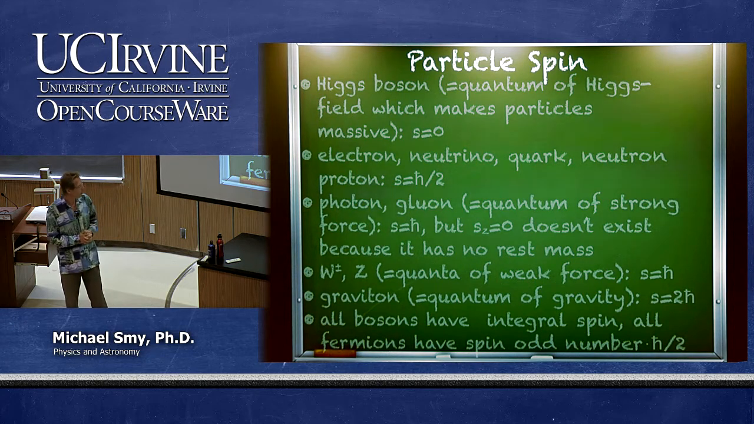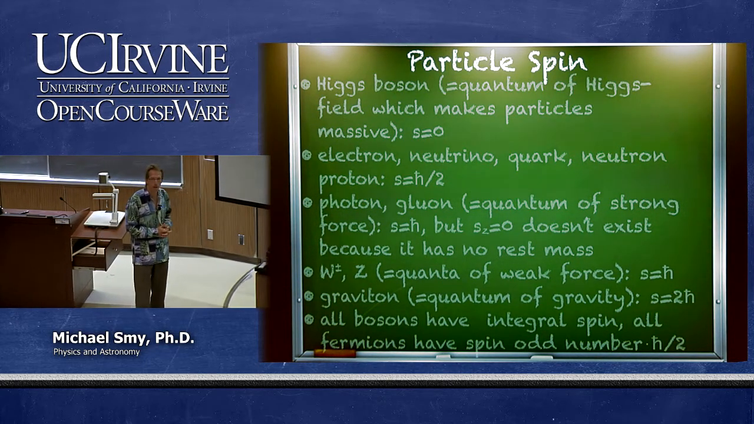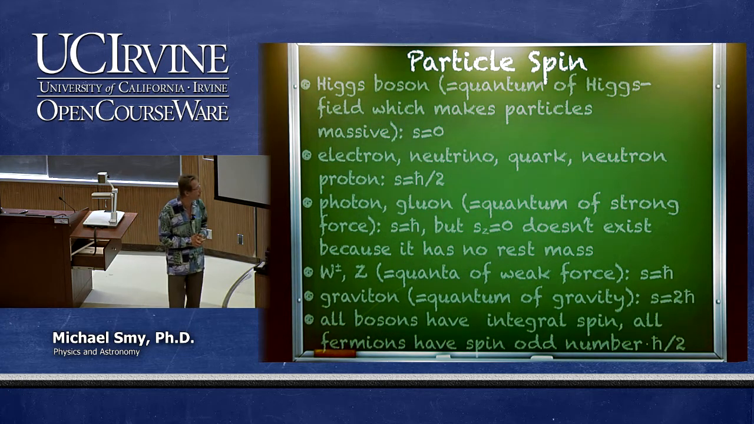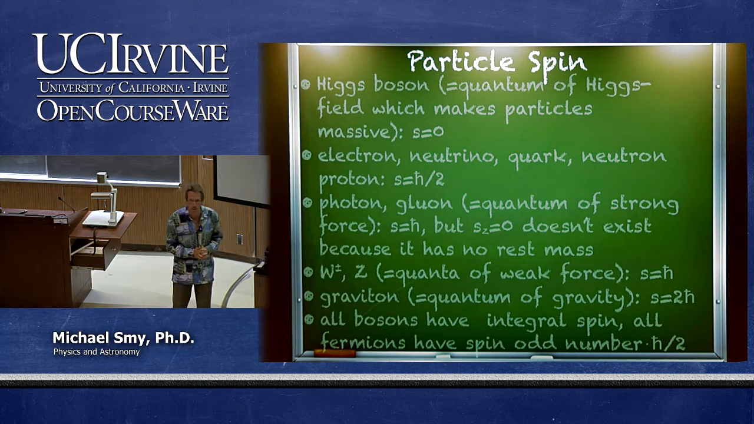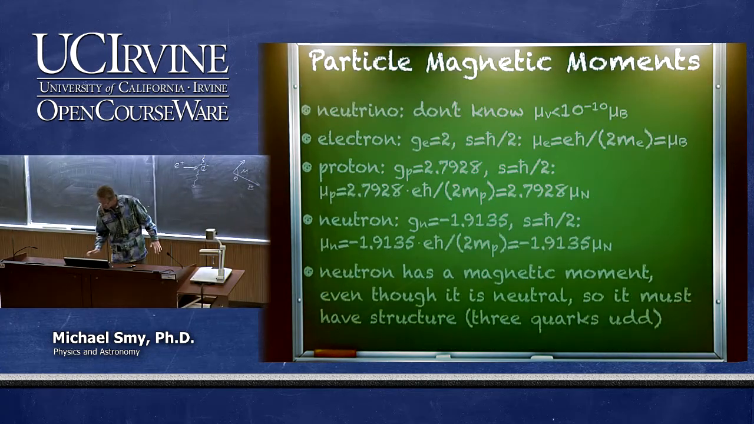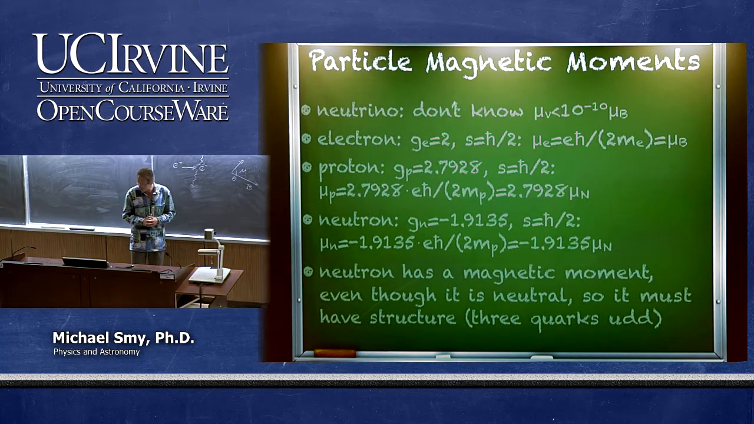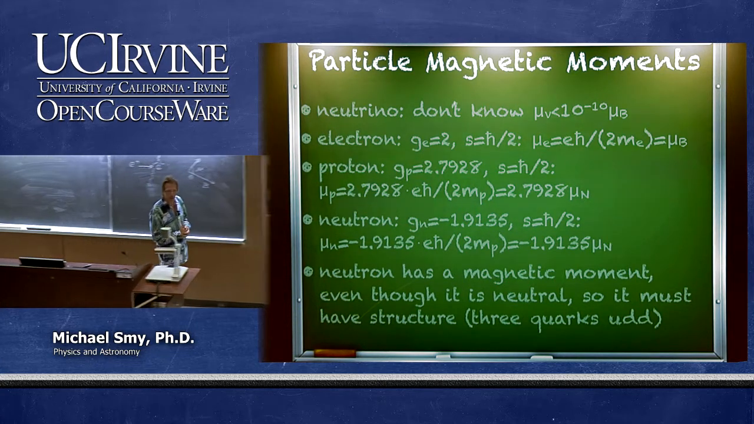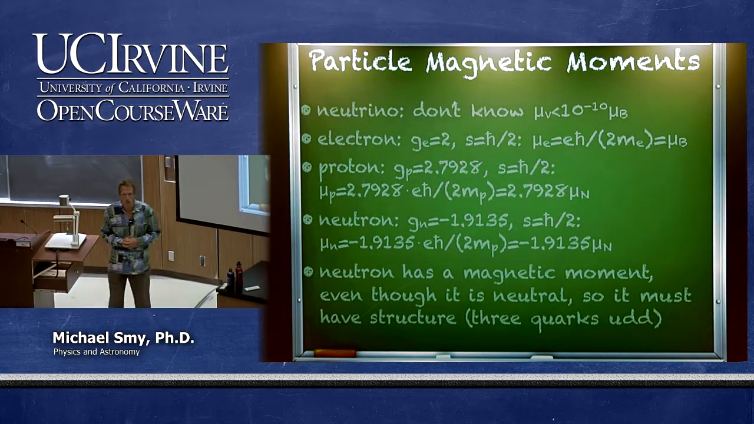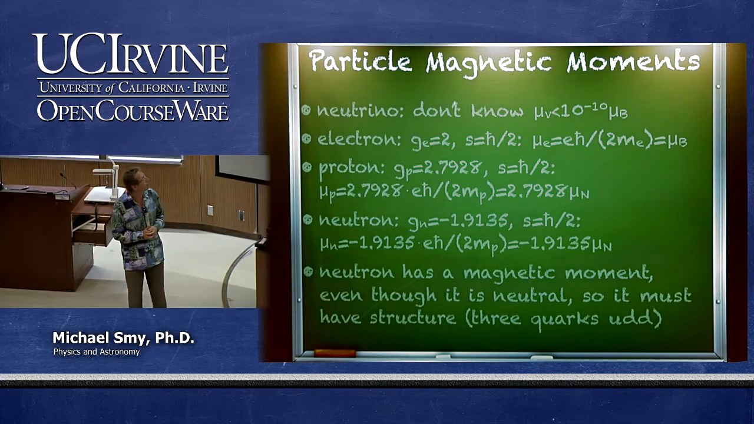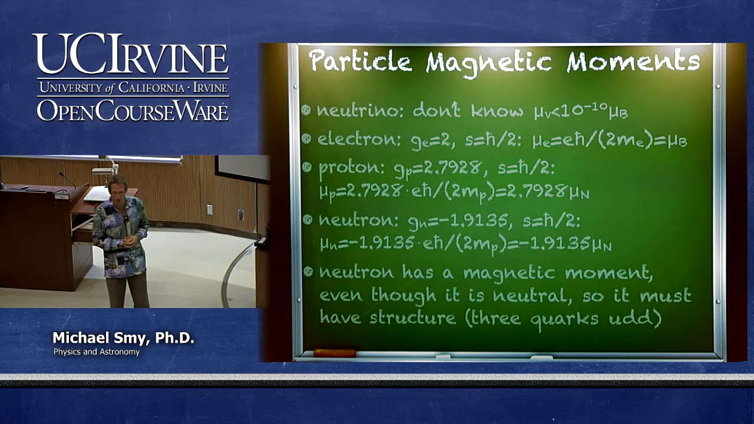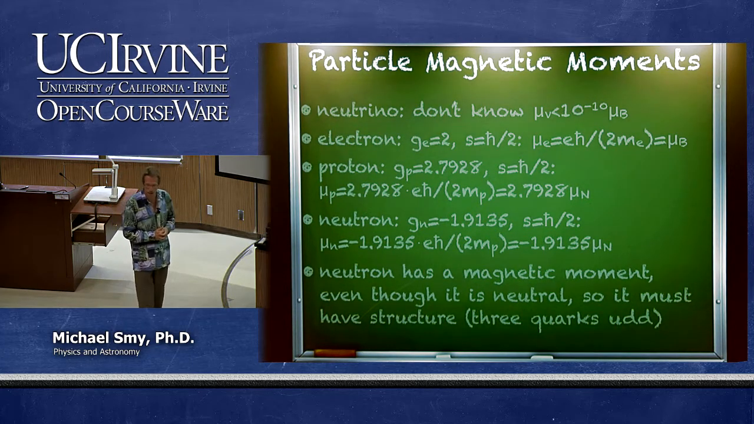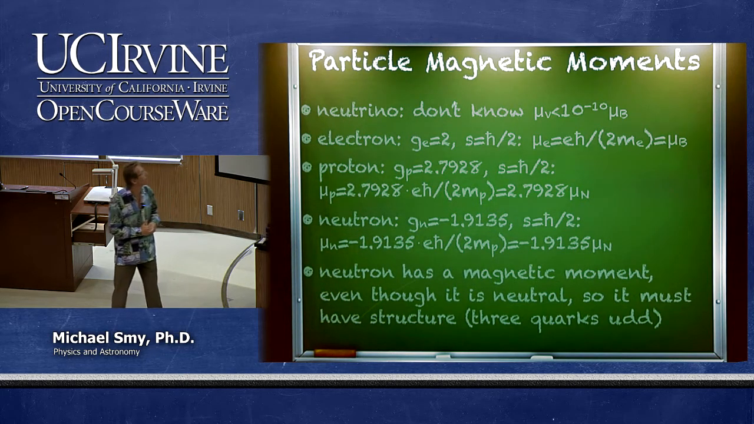In general, all the bosons, remember particles can be either bosons or fermions, have integral spin, and all the fermions have a spin that is an odd number times h bar over 2. So much about the spin. Now about the magnetic moment. For the neutrino, we don't know what the magnetic moment is. All we know is it's small. It's less than 10 to the minus 10 in units of Bohr magnetons, where the electron has 1 Bohr magneton.